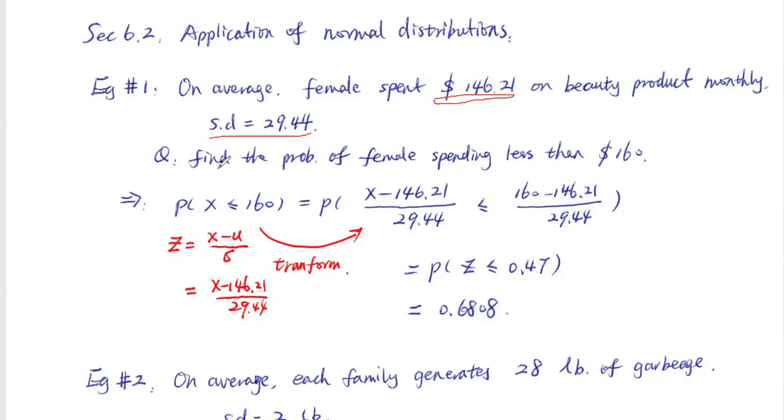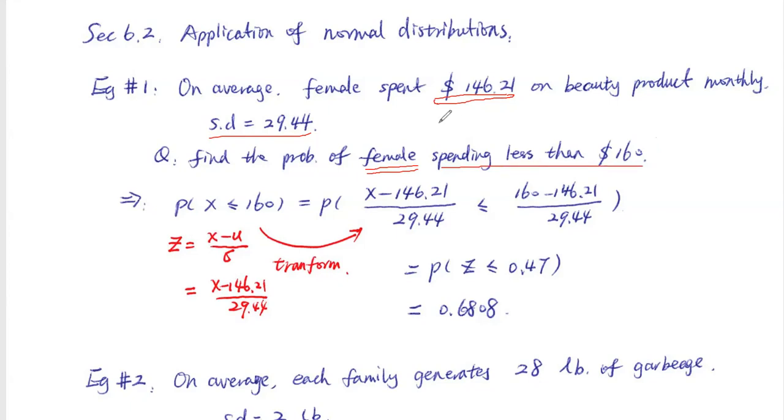Now, we want to find the probability that you randomly select any female and find that she spends less than $160. So what does that mean, everybody?